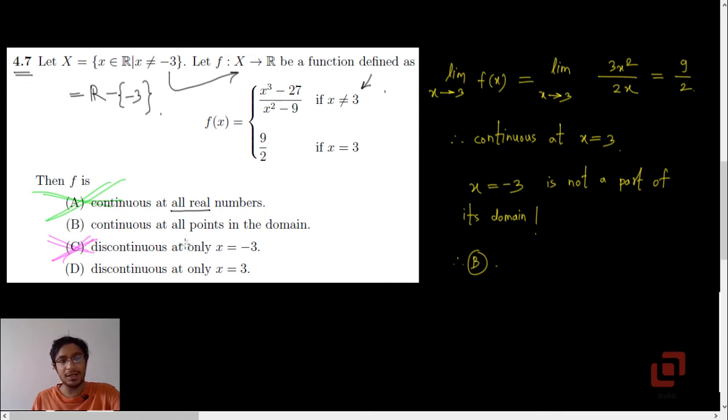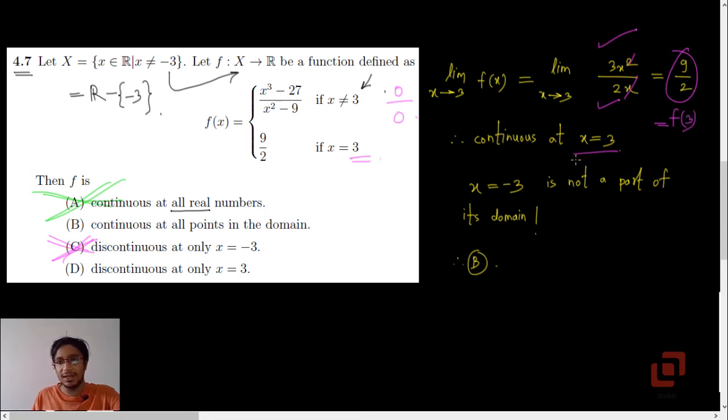So the question that we now have is to check for the continuity of f of x at 3. Simple application of L'Hospital's rule. Limit as x tends to 3 of f of x is limit as x tends to 3 of x cubed minus 27 upon x squared minus 9. You will get the indeterminate form 0 by 0, so apply L'Hospital's rule. 3x squared in the numerator, 2x in the denominator, cancel x. It will be 3x by 2, or 9 by 2. Is it equal to the value of the function at x equal to 3? Yes, because f of 3 is 9 by 2, it's given.